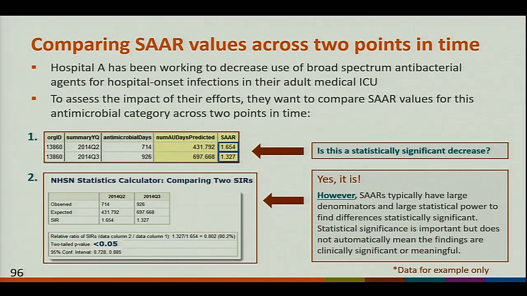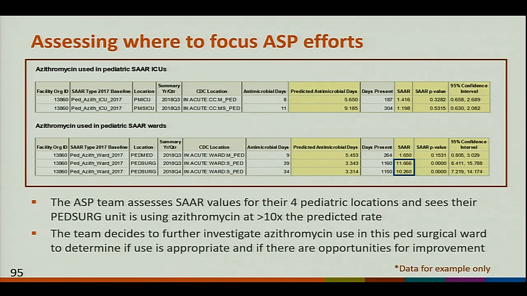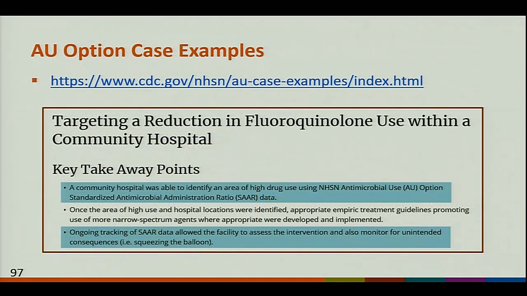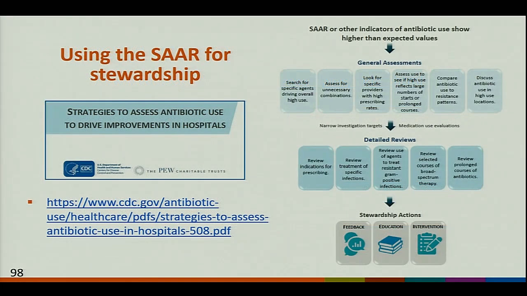And on another note, if you want to learn more about the tables that are available in the AU option, such as the rate reports and the statistics calculator, that information is also available in the NHSN section of CDC's website. So CDC and the Pew Charitable Trust have developed a guide for using AU option data and the SAAR to drive improvements in antimicrobial use in hospitals. This document details the process of identifying opportunities for improvement and using that AU data for action.